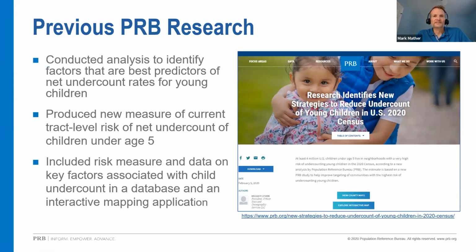So we conducted an analysis to identify the key factors that were predicting net undercount rates for young children in 2010. We then produced a new tract level risk measure of net undercount for young children. And we included that risk measure in a database along with key factors associated with the child undercount. All of those materials are available on PRB's website. So this is just a screenshot of the article. There's also a link at the very bottom there in very small font. But I think many of you have also seen these data through Steve Romalewski's Hard to Count map at the City University of New York. So he has also mapped these very high risk tracts through his mapping application at the City University of New York.